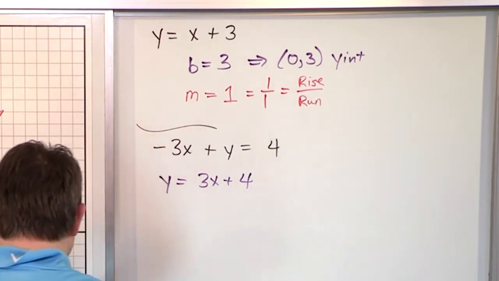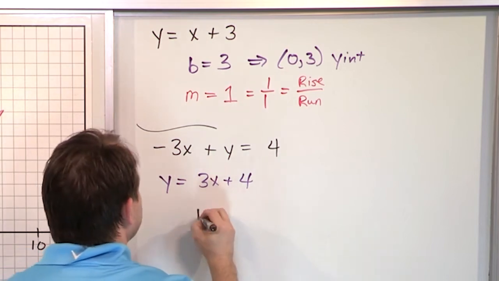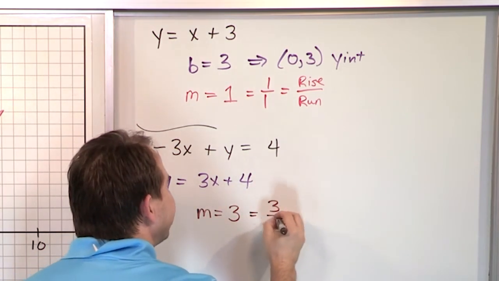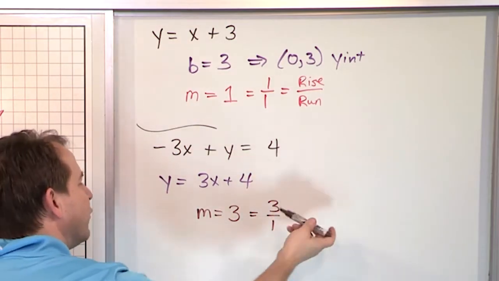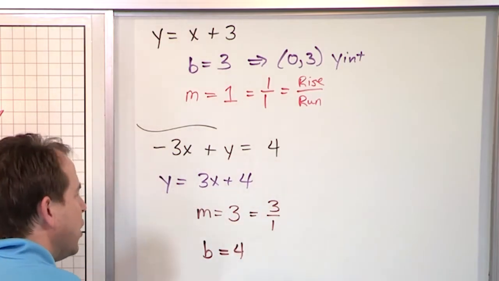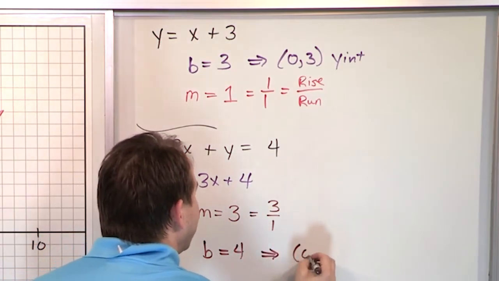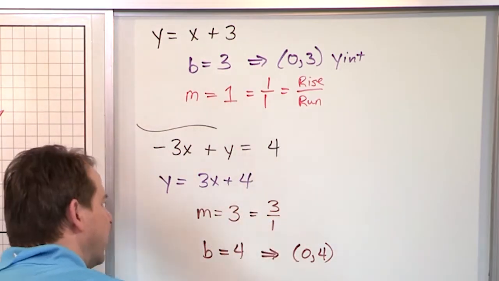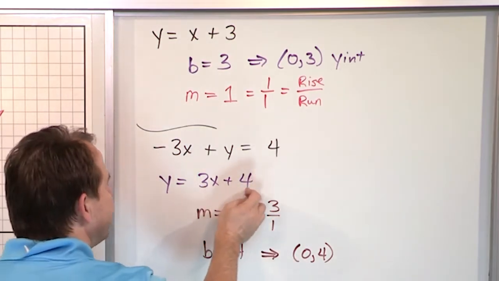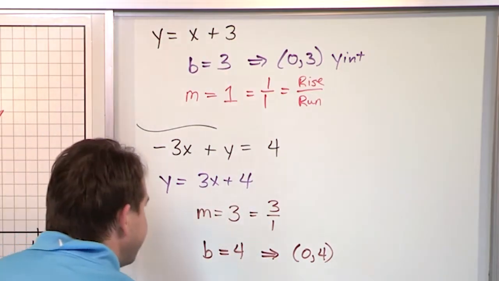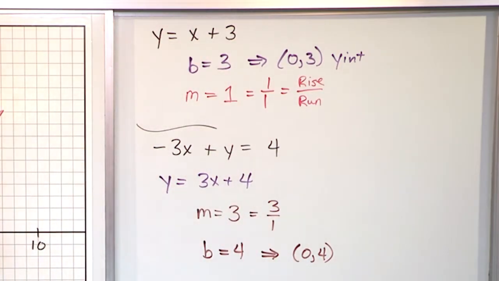And from reading directly off of this, I know that the slope is equal to 3, which as a fraction is 3 over 1, which is rise over run. And I know that the y-intercept is equal to 4, which means that 1 point on that line is (0, 4). I haven't really explained why this works, but I'm just telling you that when you have mx plus b, there's the slope, there's the y-intercept. So then you just go over to your graph and you put a point at (0, 4).